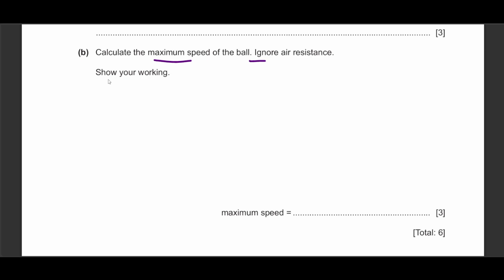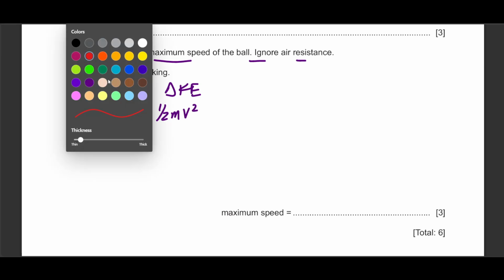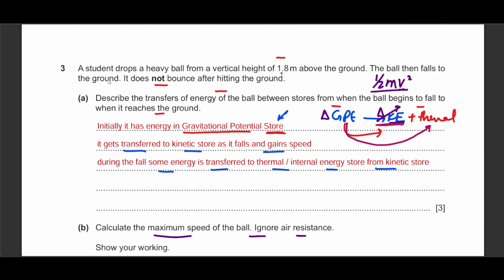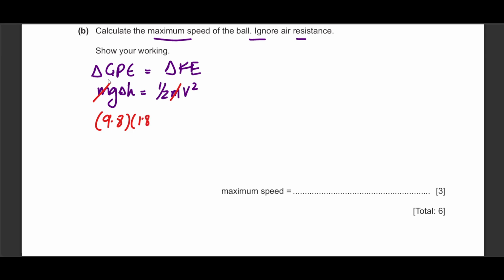Calculate the maximum speed of the ball, ignore the air resistance. A very easy and very repetitive question. So the starting point would be that the change in gravitational potential energy store will lead to the change in kinetic energy store. So mg delta h, the falling height, should be equal to half mv squared. So mass gets cancelled out from both sides. The gravitational field strength is 9.8. The height it was thrown from is 1.8 meters. So 1.8 equals 1 over 2. The 2 comes over to this side, being multiplied over here. So I can remove the 2 from here. And then I'm left with v squared.